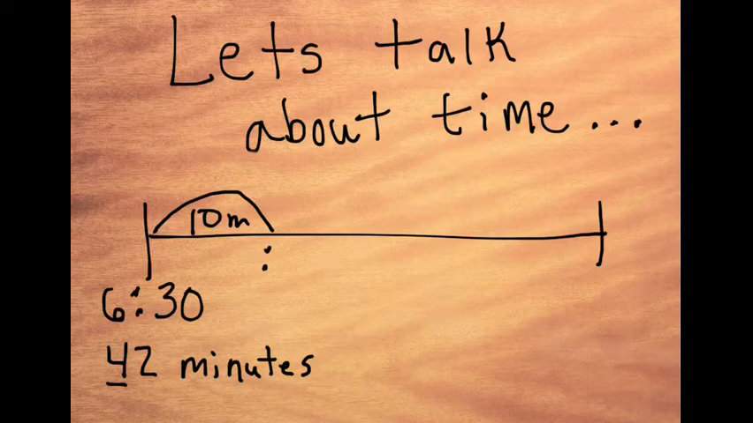I'm adding the 10 minutes to my minutes, 30 minutes here. So 10 plus 30 is 40. I didn't pass 60, so my hour stays the same at 6. So after 10 minutes, it'll be 6:40.